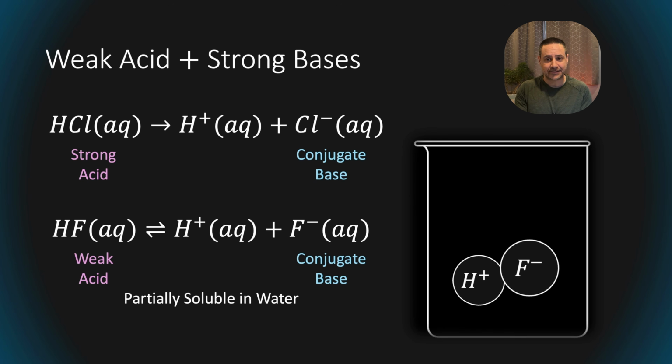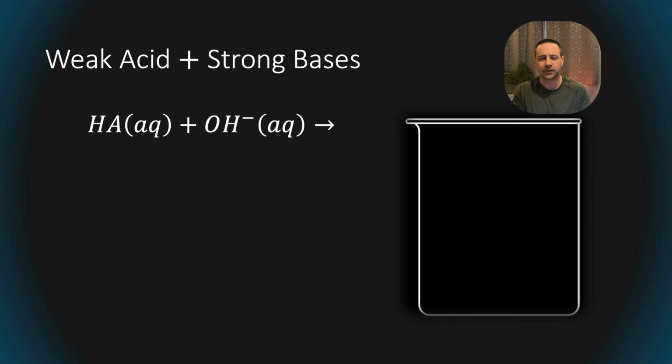Unfortunately, with weak acids, their conjugate bases do affect the pH of a solution. The conjugate base to a weak acid is a weak base, and it will impact the pH. This is not a spectator. We can't just take it out of the chemical equation. So what does that look like?